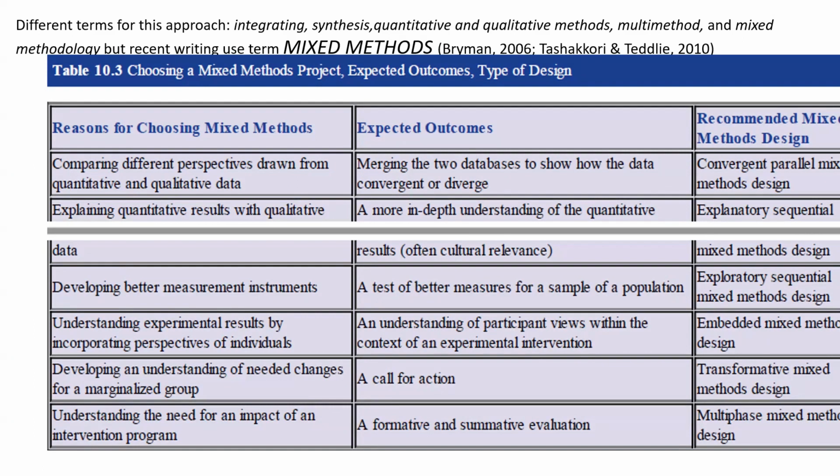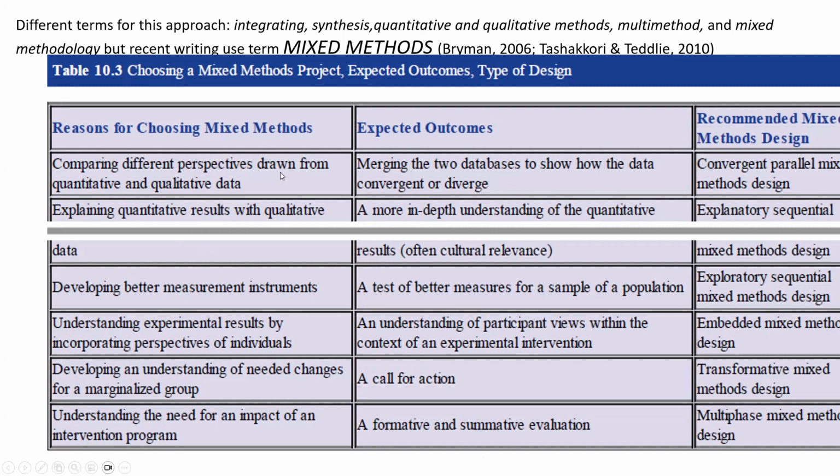There are different terms for this approach: integrating, synthesis, quantitative and qualitative method, multi-method, mixed methodology, but the recent rising use is mixed method. Previously, before mixed method, people used to say, I am using the integrating strategy, I am using synthesis, I am doing qualitative, quantitative, I am applying multi-method, I am applying mixed methodology. However, nowadays what people write more is mixed method because they mix it. And we already discussed how we mix yesterday. So the reasons for choosing mixed method, what are the reasons? We already discussed this.